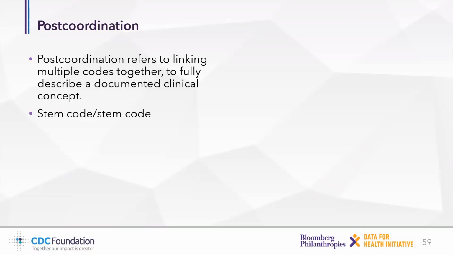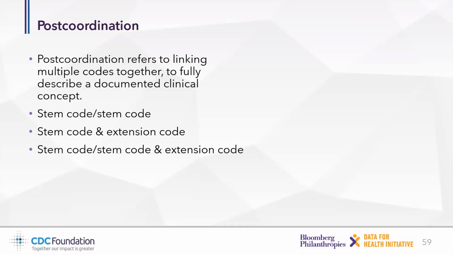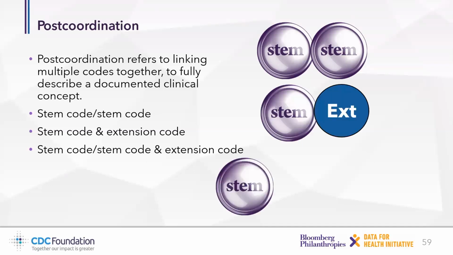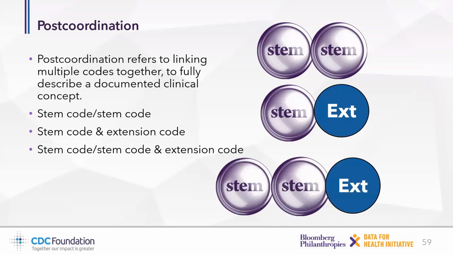For example, a stem code will be combined with another stem code, or a stem code will be combined with an extension code, or a stem code will be combined with a stem code and an extension code. So there are different types of combinations. This is called post-coordination. You keep on combining codes together until you fully describe a documented clinical diagnosis or clinical concept.